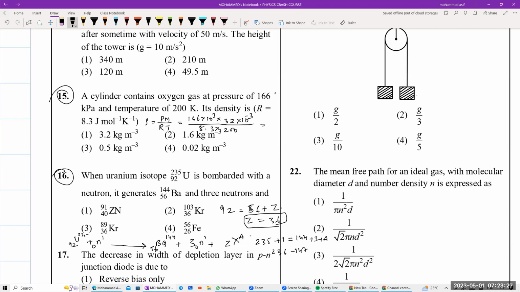That is equal to A. तो कितना आ रहा बेटा? A is equal to 236 minus 147, 89. So 89th element है, third option है. चलिए.